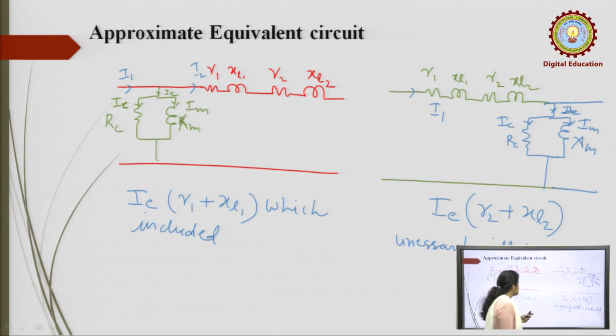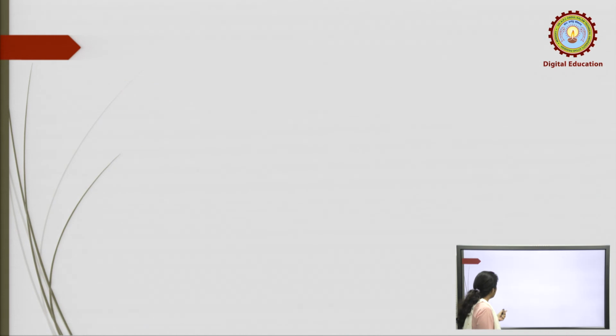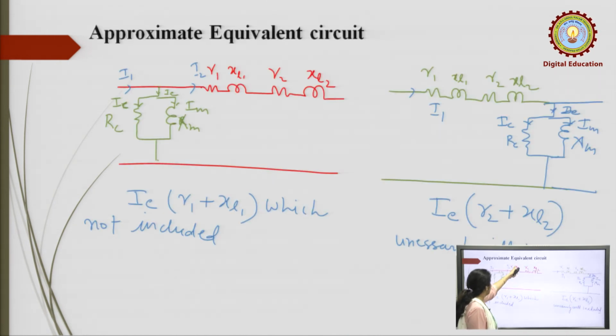So, if you approximate this circuit in this manner, this will be excluded, which is not included. But in the real case, this I1 R1 includes the drop due to this current. But if you approximate this circuit, you have not included this drop I0 R1 and XL1.